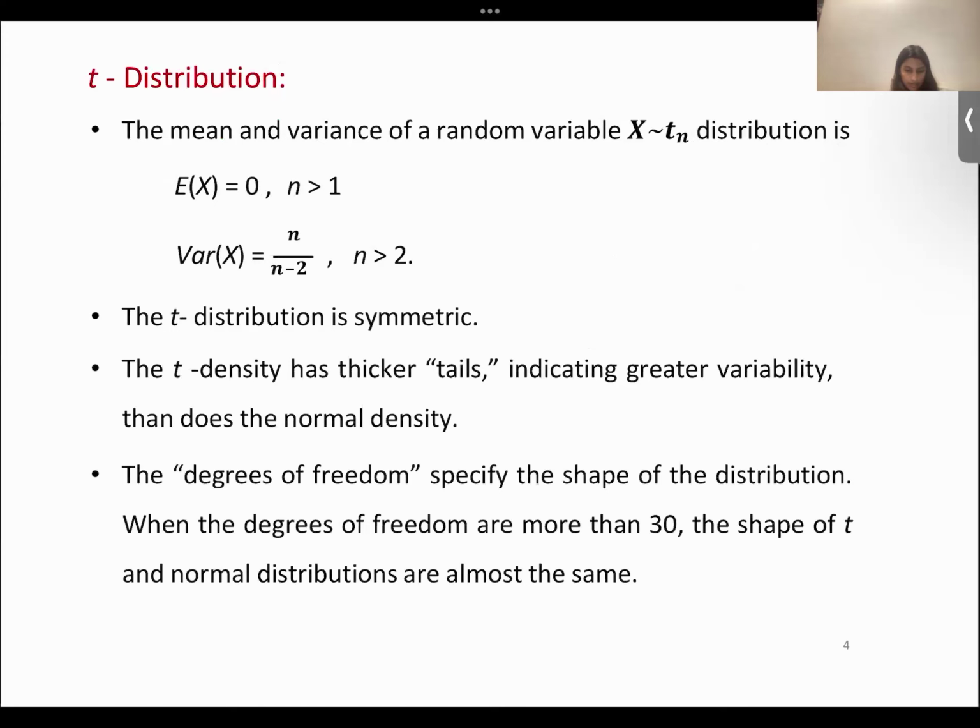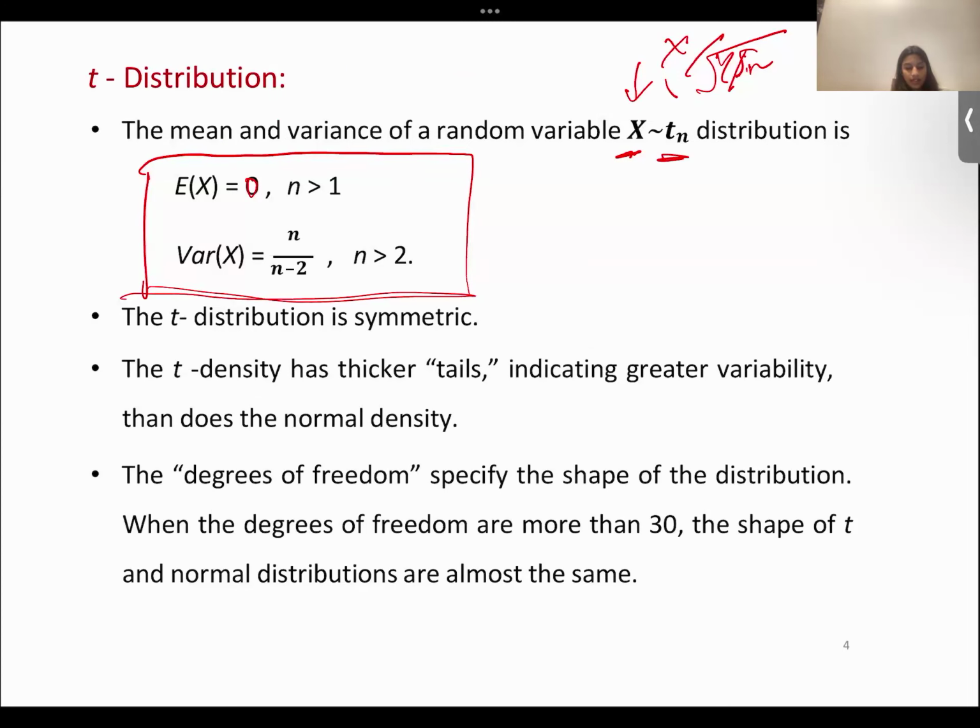When you have a random variable that follows a t distribution, this random variable is x divided by the square root of y by n. The mean of this value is 0, and the variance is n divided by n minus 2. You might need to remember these. Here n has to be greater than 2, so the minimum sample size has to be 3.